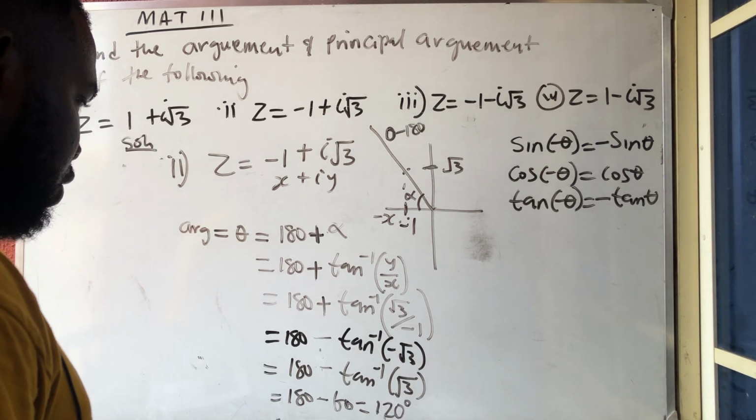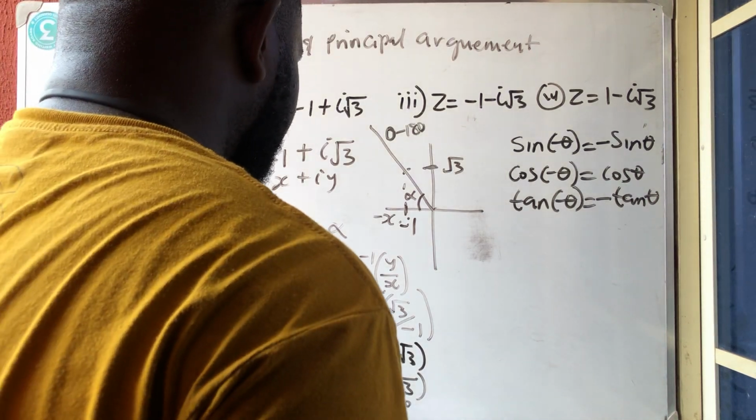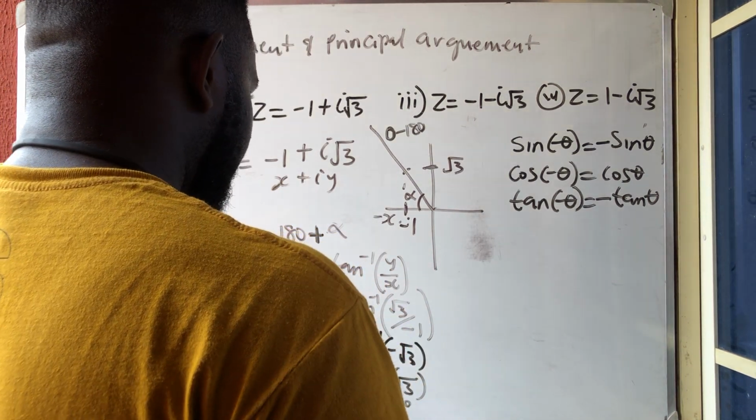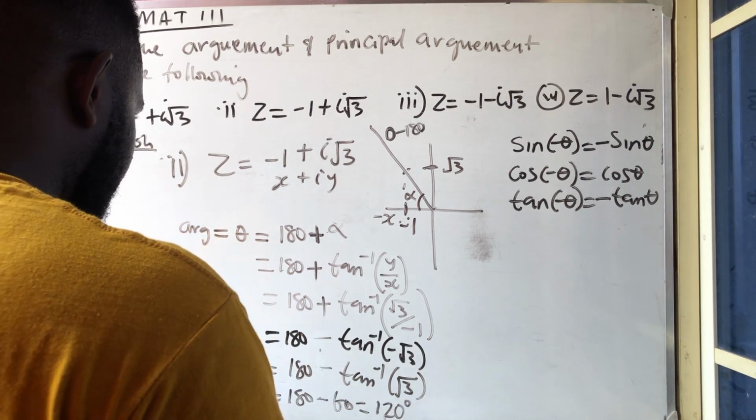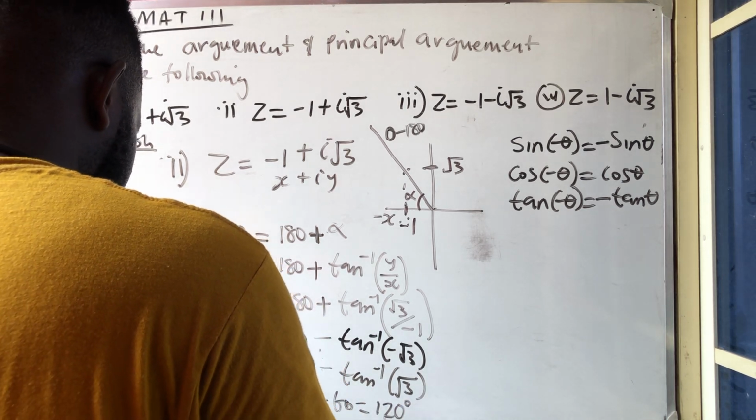But for the principal argument, we will always take the absolute value. Yes, for the principal argument, we will always take the absolute value of it.